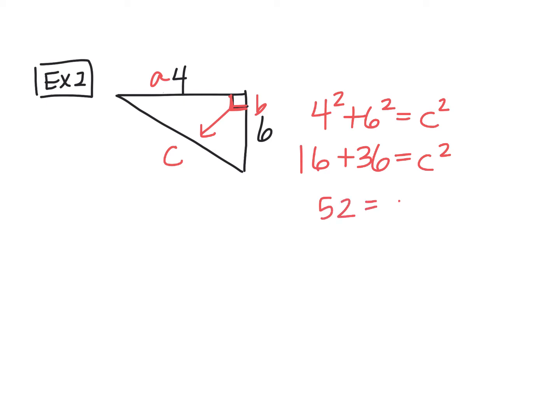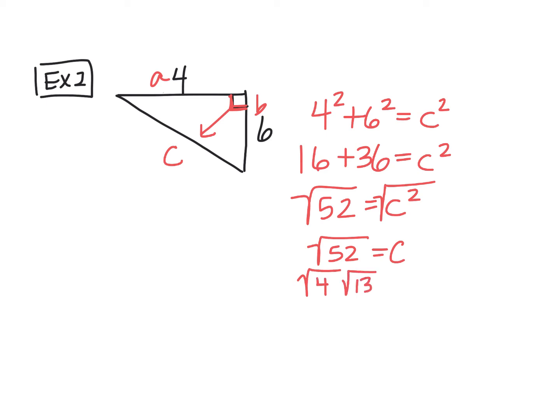52 equals c squared. And now, just like we said, to get c by itself, I'm going to take the square root. Now, c does equal the square root of 52, but I need to simplify that down further. So I'm going to go back to what we've been doing, simplifying radicals. I'm going to try to find a perfect number that goes into 52, and I actually know that that's 4. 4 is my perfect number. 4 times 13 is what gives me 52.